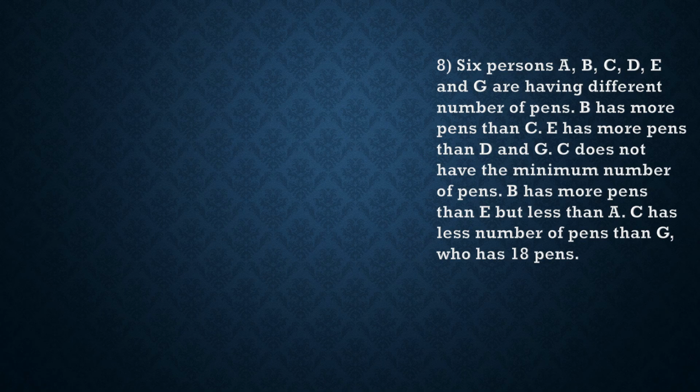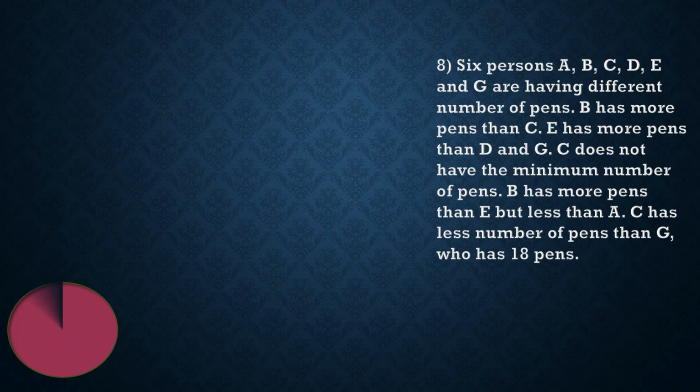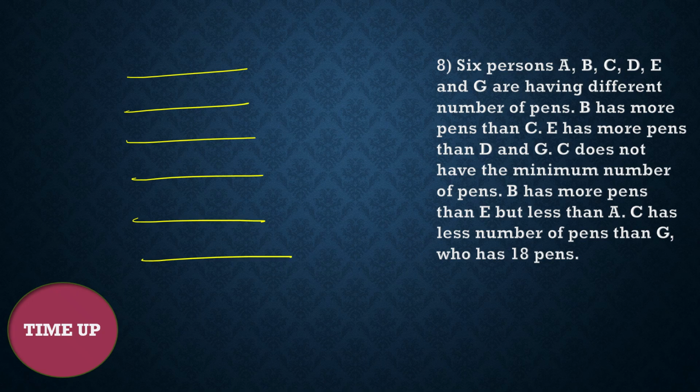Eighth question on your screen and your timer starts now. 6 persons A, B, C, D, E and G. See, read carefully. You will say that A, B, C, D, E, F is given and try to solve it. Read the question very carefully. Here F is not given, G is given. They are having different number of pens. B has more pens than C. So how many persons are there? 6 persons. 1, 2, 3, 4, 5, 6.